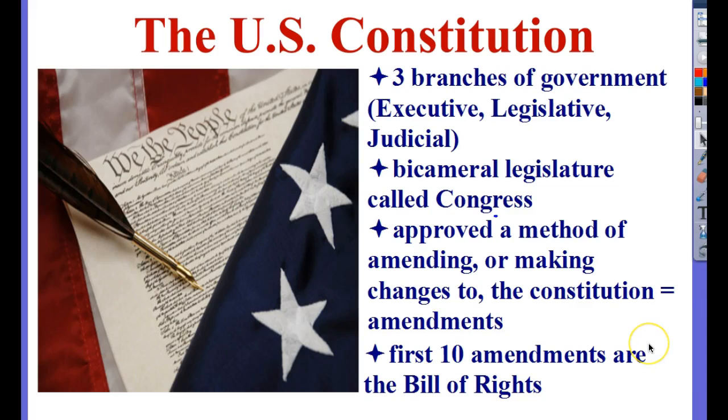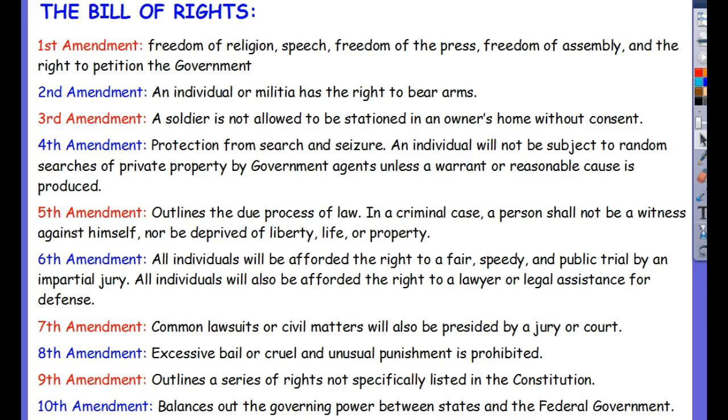The first 10 amendments are so very important because these are the Bill of Rights. These are your rights as an individual, and this is what the country has to protect of yours. If you'll notice, you've heard probably all of these rights before. Some of the ones that have been the most important here lately: the First Amendment, freedom of religion, freedom of speech. The Second Amendment, of course, the right to bear arms.